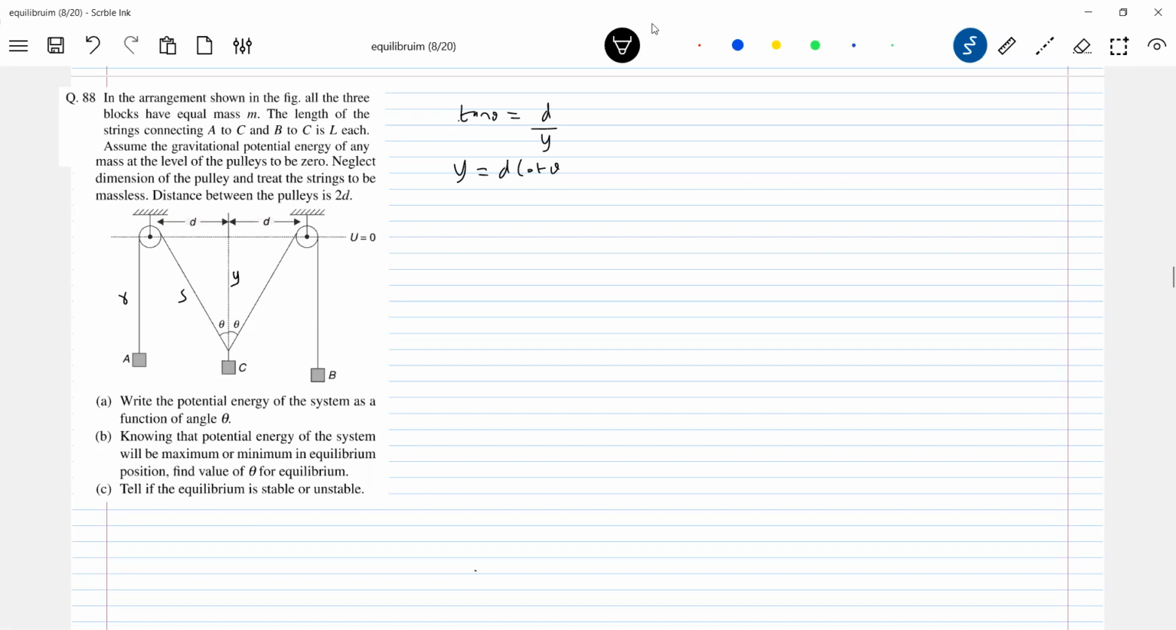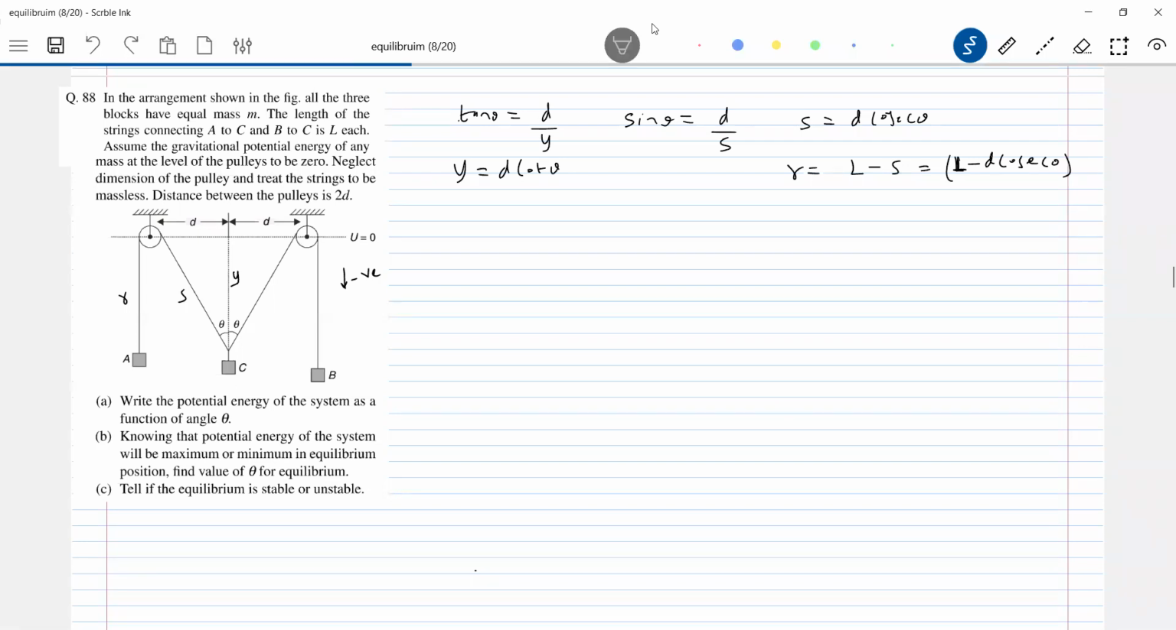Then this distance, let it be s. sin theta is equal to d by s. So s equal to d cosecant theta. So what is the value of r? R should be equal to L minus s. Because to define the potential, I need position, no? And it's telling us this is u equal to 0. If I move down, the values should be negative, no? Because I'm defining this position as u equal to 0, from here I'll measure. So anything I measure vertically down should be taken as negative.